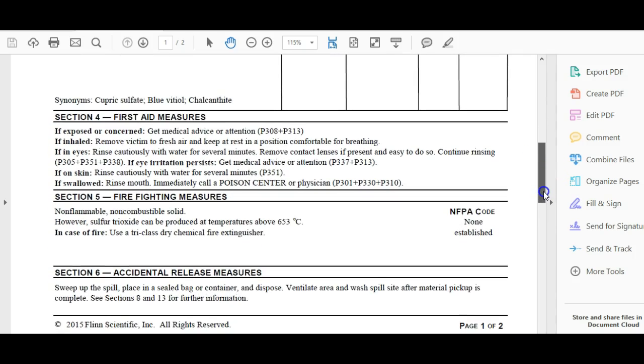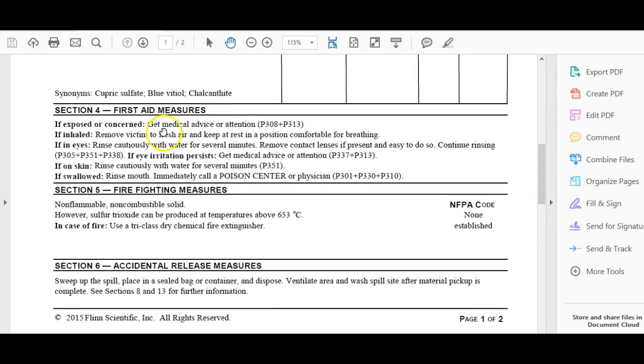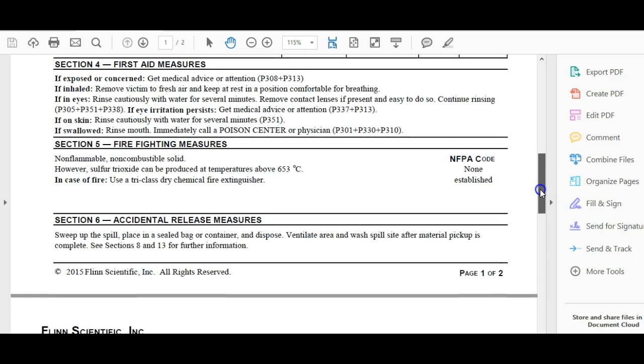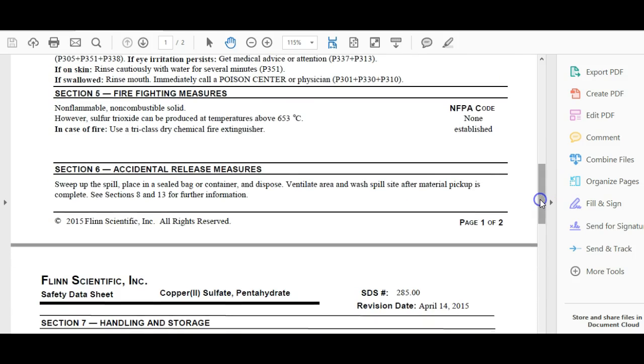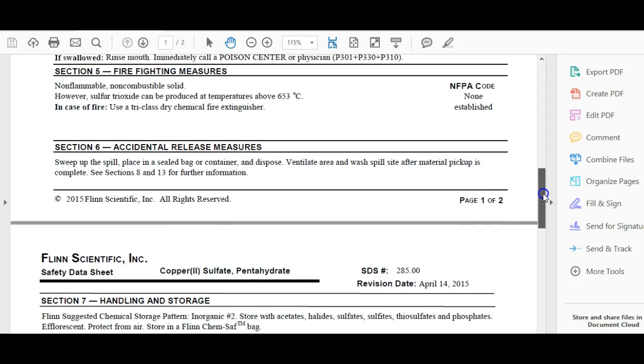First aid measures, so it tells you what to do if somebody were to get it on their hands or in their eyes or whatever. This is flammability or firefighting measures. So it tells you whether or not it can be around other chemicals, whether or not it's combustible, and how to put it out if there is a fire. For example, if you have an acid fire, there's no way you can put water on it. Water would just make it worse. So section 5 would tell you how to put out that kind of specific fire.